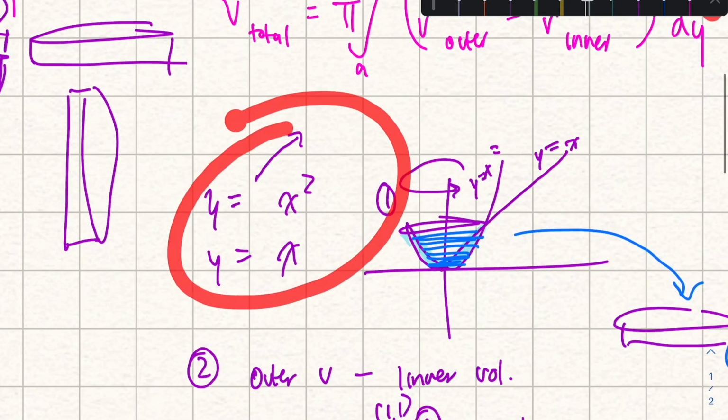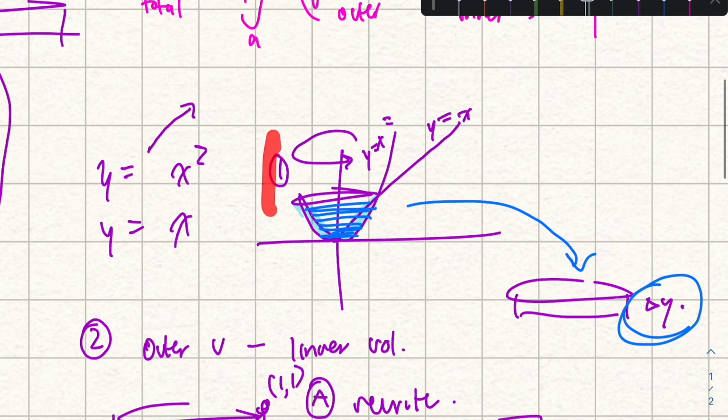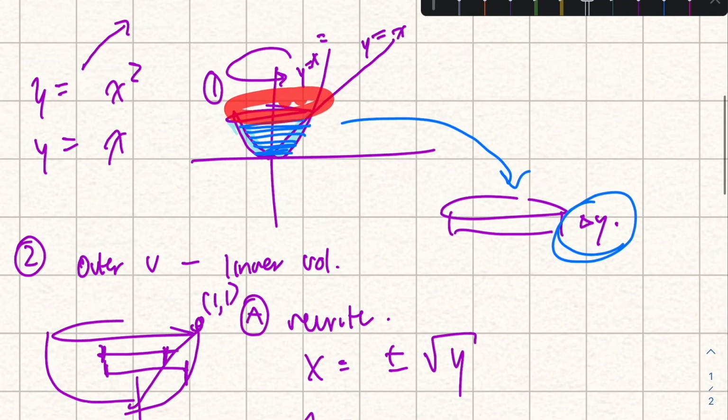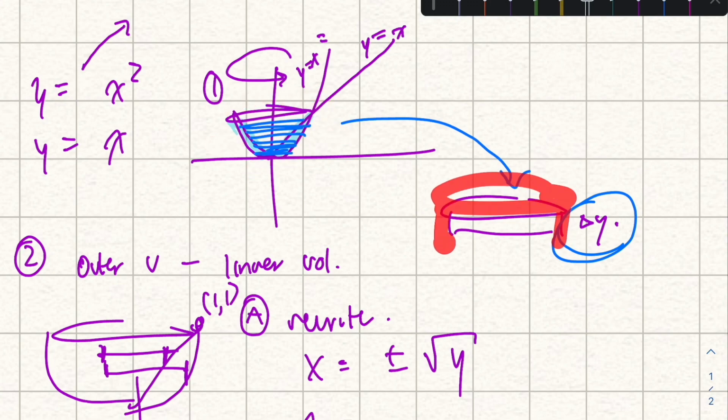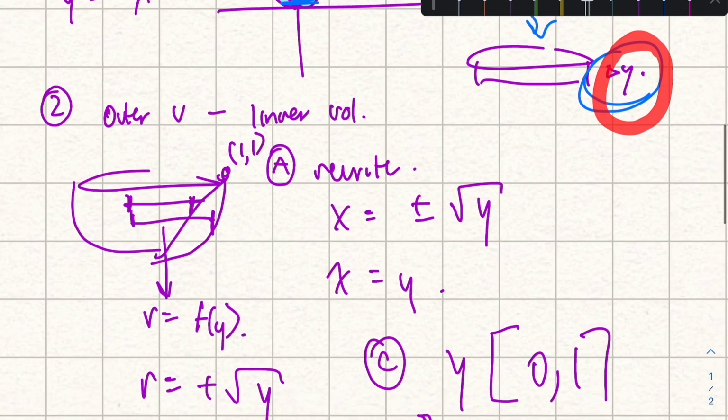aka we have to write it with respect to y. So first things first, what I do is I graph the two curves, and then after splitting up the area of these curves into many thin slices of cylinders, we realize we have to write it with respect to y.